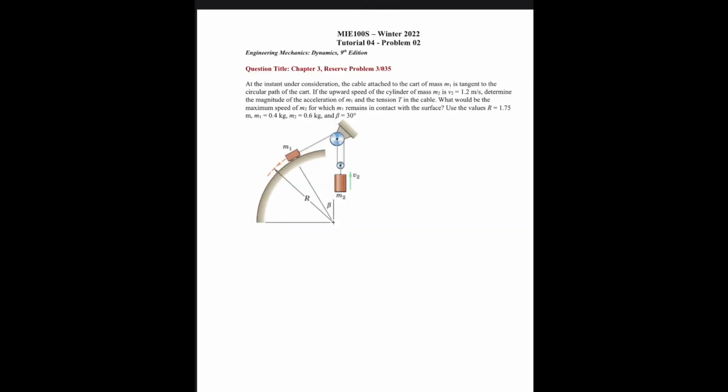At the instant under consideration, the cable attached to the cart of mass m1 is tangent to the circular path of the cart. If the upward speed of the cylinder of mass m2, v2, is 1.2 meters per second, determine the magnitude of the acceleration of m1 and the tension T in the cable, and what would be the maximum speed of m2 for which m1 remains in contact with the surface? Use the values R is 1.75, M1 is 0.4, M2 is 0.6, and beta is 30 degrees.